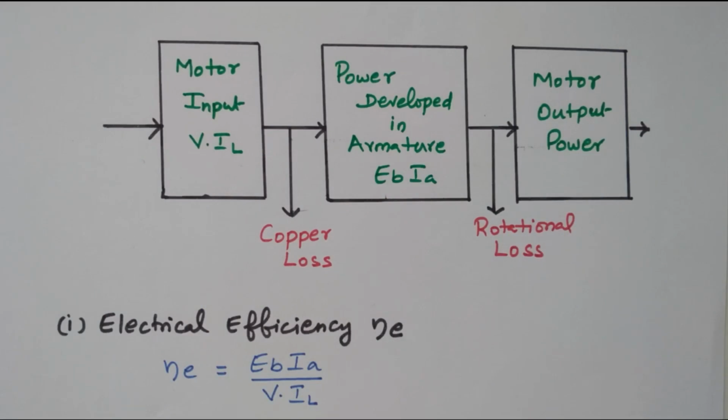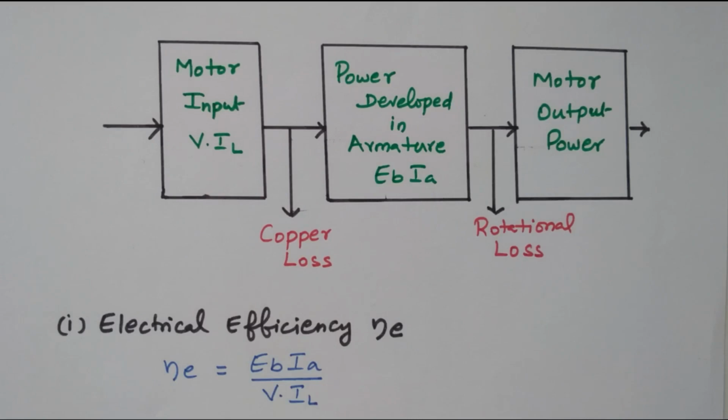Along with that, we discuss the losses. What are the losses available? Primarily there are three losses: copper loss, iron loss and mechanical loss. Copper loss means loss due to the copper winding. The windings are made up of copper. The copper winding is available in three places: armature copper loss, shunt field copper loss and series field copper loss. The second one is iron loss due to the iron core. There are two losses: hysteresis loss and eddy current loss.